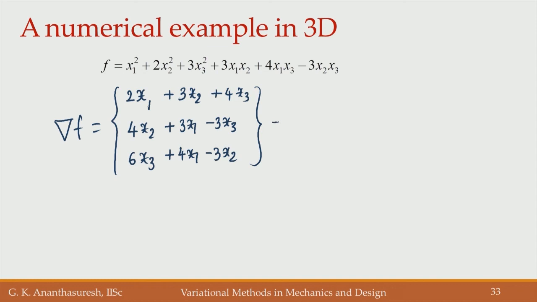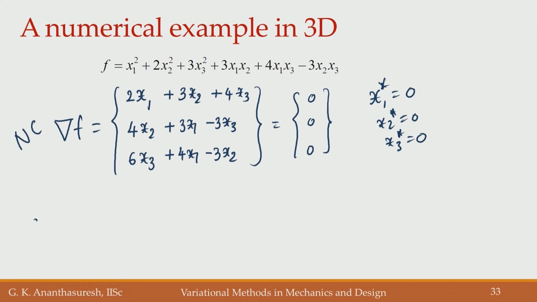So, all of these should be equal to 0, 0, 0. Each of them should be equal to 0, and you get 3 equations and 3 unknowns, right. Here there is a trivial solution actually: x1 equal to 0, x2 equal to 0, x3 equal to 0 actually satisfies this. It is a linear system, so we have one solution. Now, whether this solution is a necessary condition, right, we need to look at the sufficient condition also.